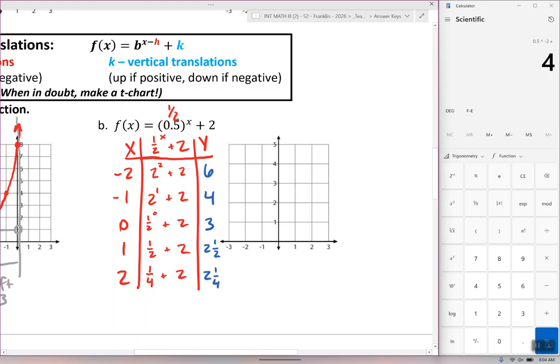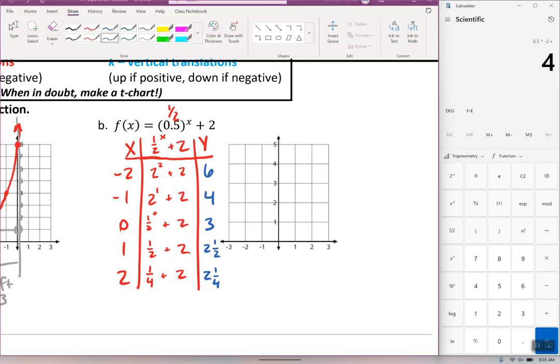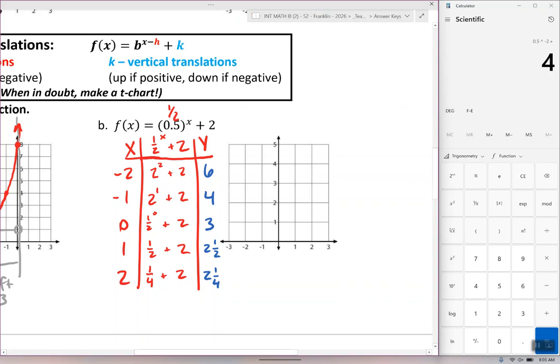A little harder to see the pattern this time. We decreased by an exponentially smaller amount each time. We decreased by 2, then by 1, then by 1/2, then by 1/4. So the next one would be by 1/8, and so on. So there is a pattern, it's just not a linear pattern. Now for the graph, we got -2, 6. Well, I can't put that on the graph, it's somewhere up here. -1, 4, 0, 3, 1, 2.5, 2, 2 1/4.